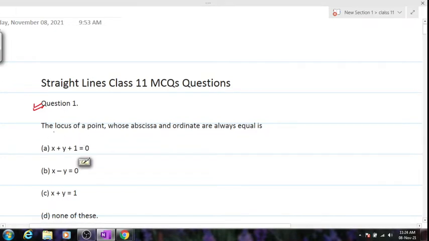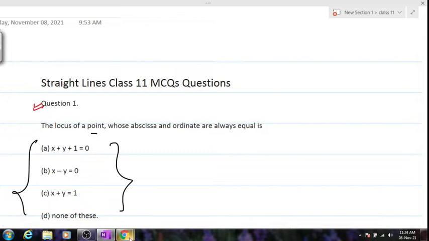So question number 1 says that the locus of the point whose abscissa and ordinate are always equal will look like which amongst these equations? I'm pausing the video for you to copy the question and figure out the answers.